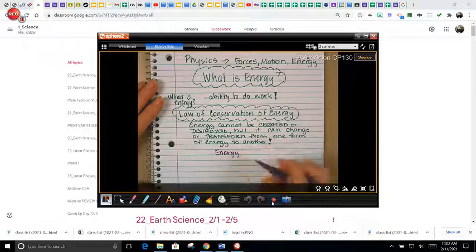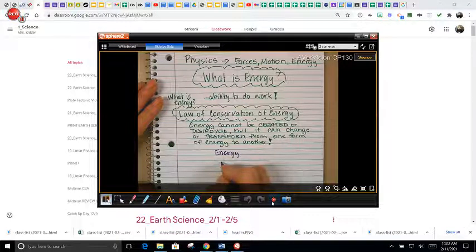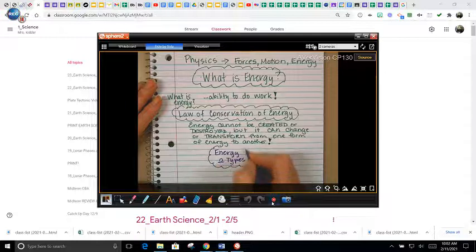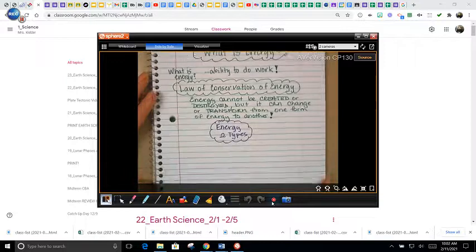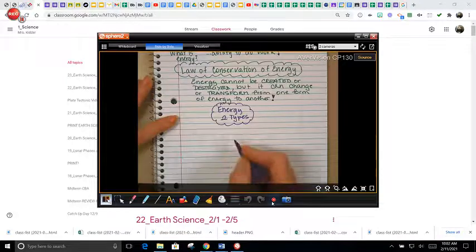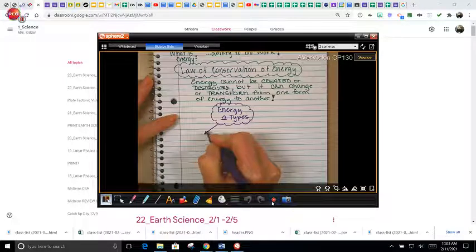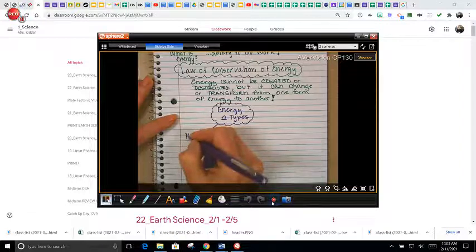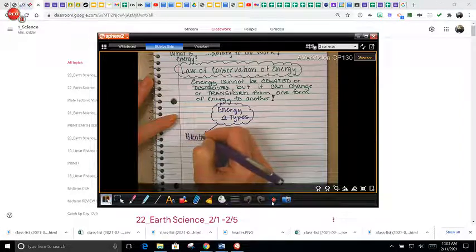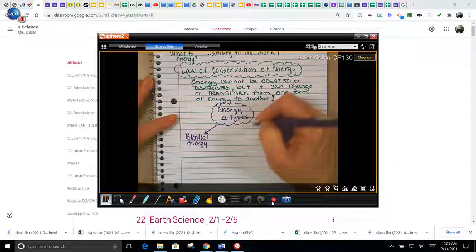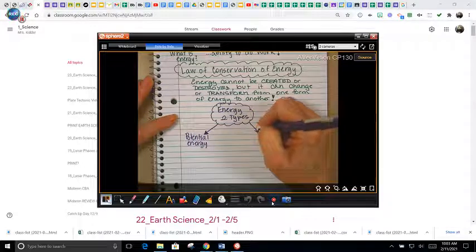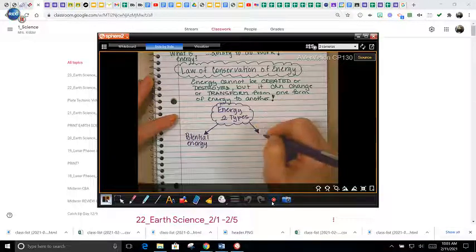Alright, so there are two basic forms of energy, or types. And I'm not sure if you guys remember this or not, but there are two main types of energy. And one is referred to as potential energy, and the other type is referred to as kinetic energy.